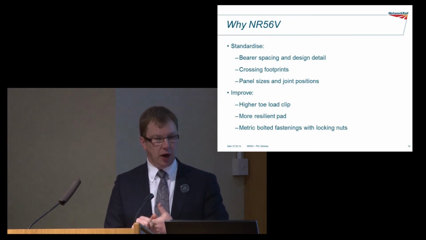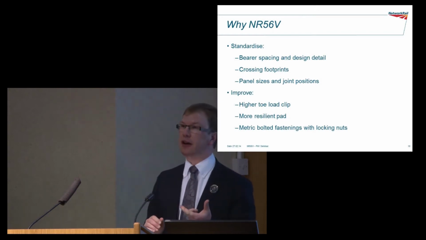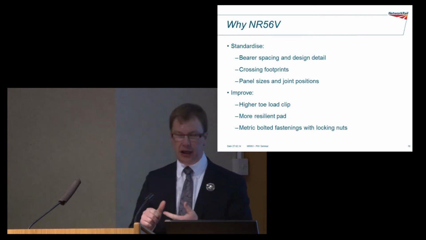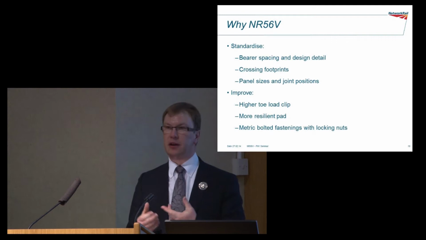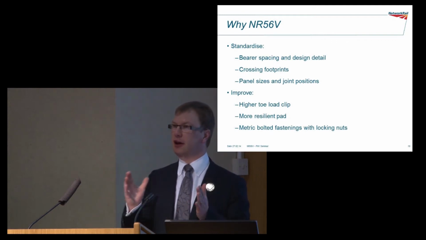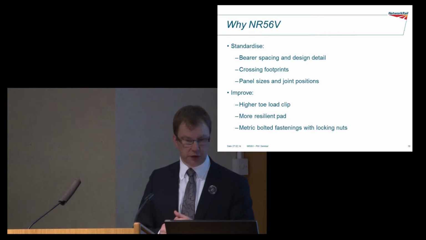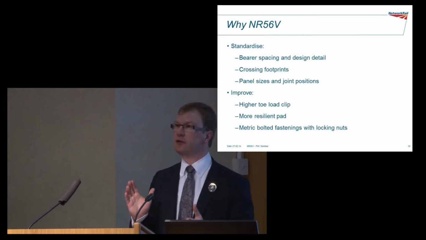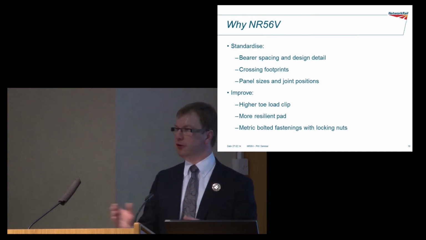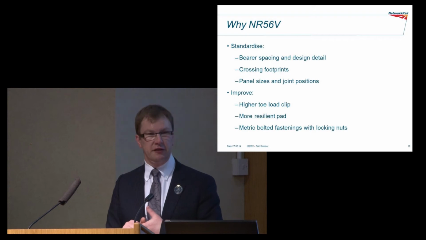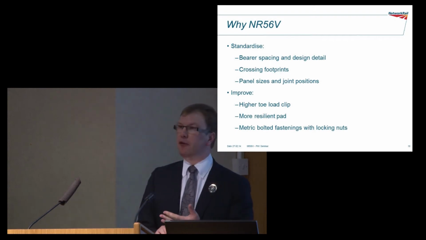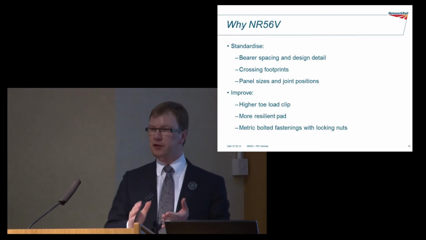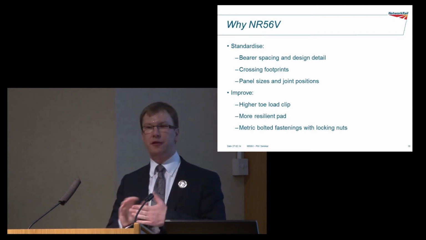So anyway, why NR56V? Well, there's two main reasons, I think. One was about standardisation. It's standardising bearer spacing, it's standardising the design detail of the concrete bearers and getting that design information onto a standard Network Rail drawing. It's standardising crossing footprints, and it's standardising joint positions and panel sizes that enables us to use the modular transportation and installation methods. The other thing about are improvements. Plain line track, there were massive improvements made in, I think it was the 80s and 90s really, before I got involved.